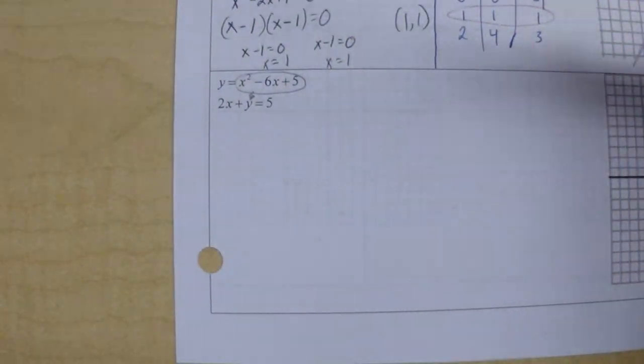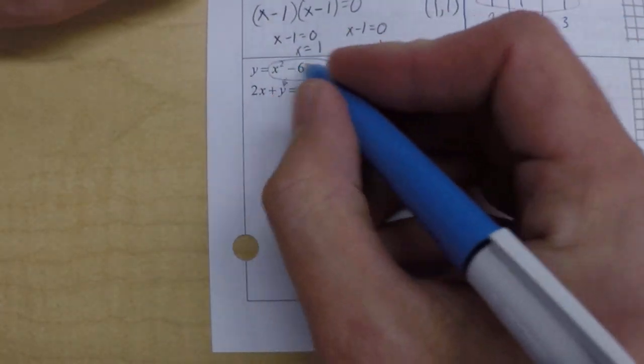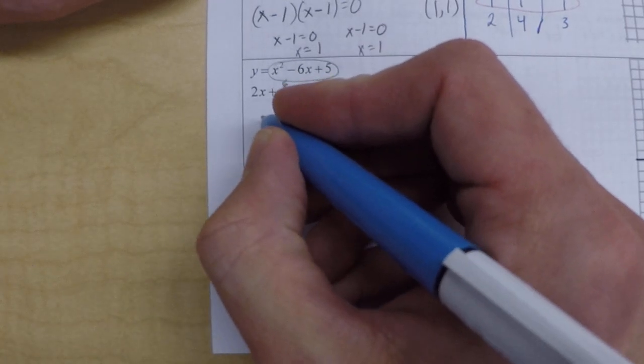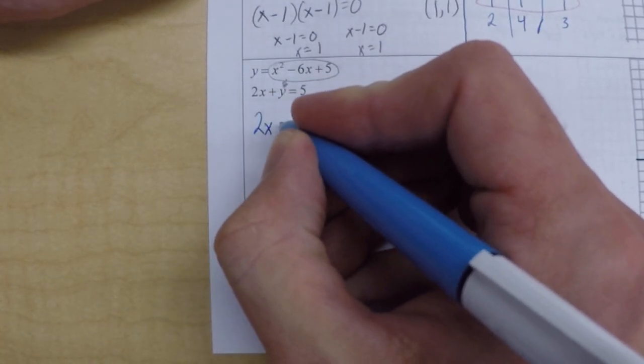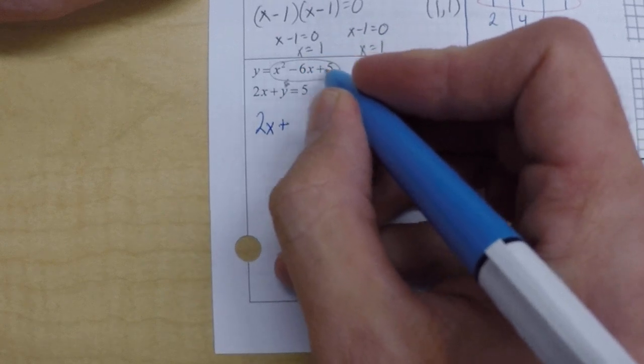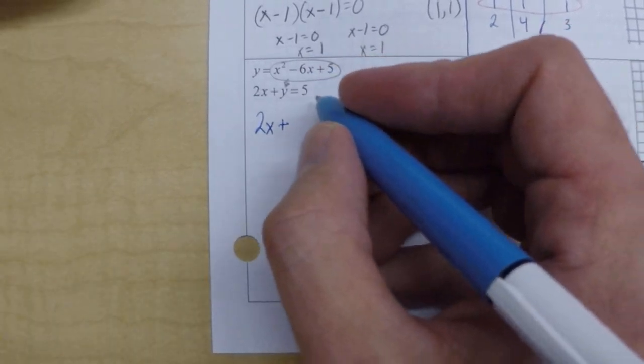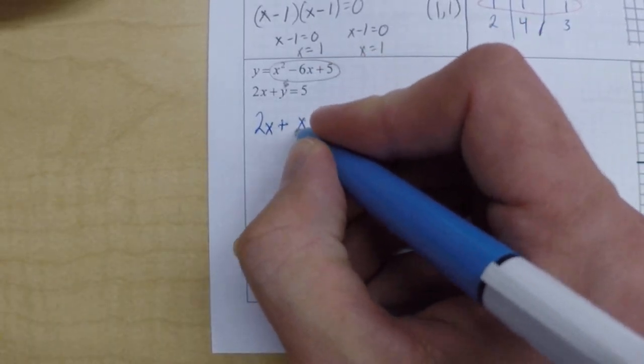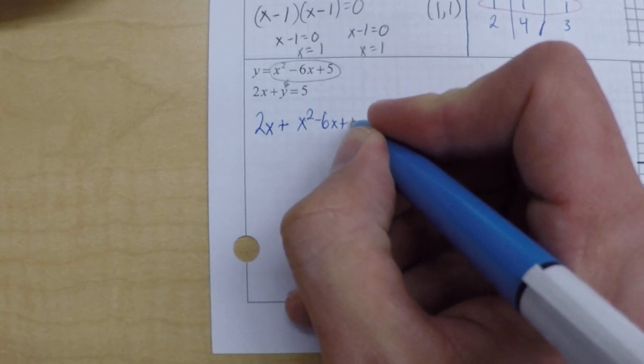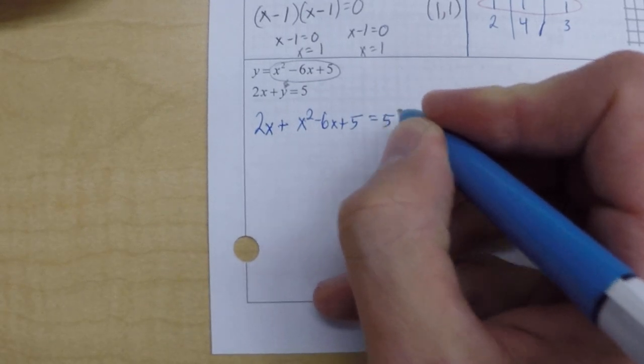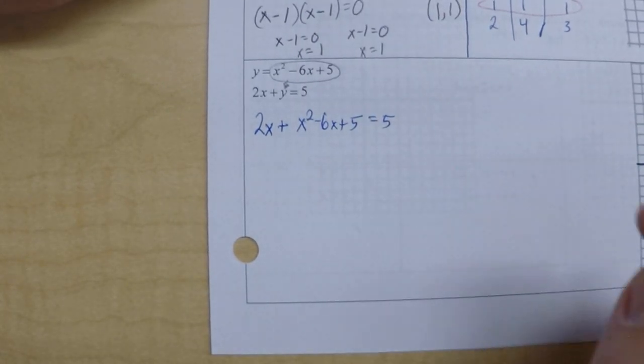Let's just go ahead and go straight into this right here. So all this goes in right there. So we have 2x plus y. Well, now we know that y is all the stuff right here. So it's x squared minus 6x plus 5. And that is equal to 5. And we'll simplify this a little bit, and then we'll go from there.